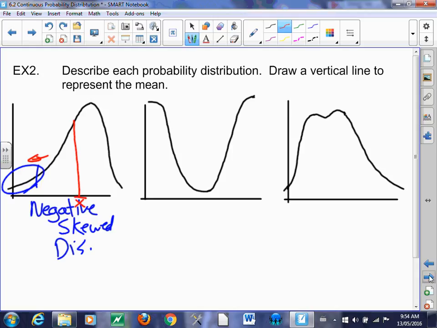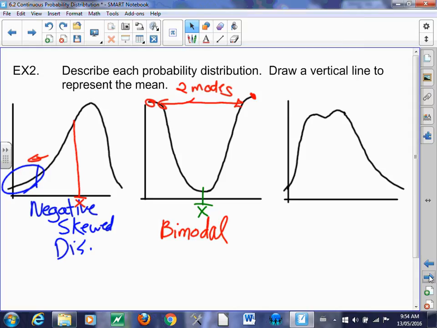Now taking a look at this, ladies and gentlemen, we have two modes. So what does that tell us? That this is bimodal. And if it's bimodal, it's symmetrical, and the mean is in the middle. Now this one's a little bit different. Hopefully you recognize there are two modes.